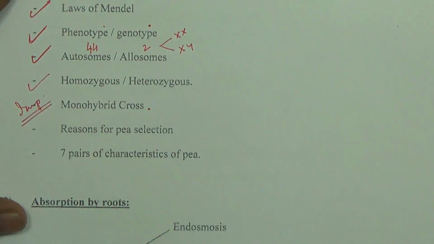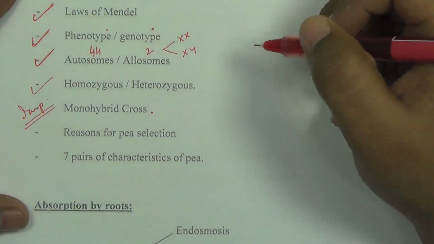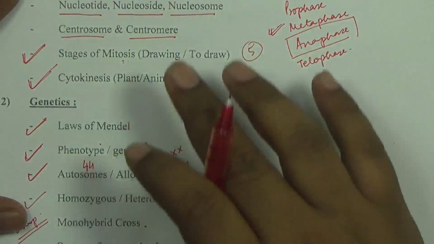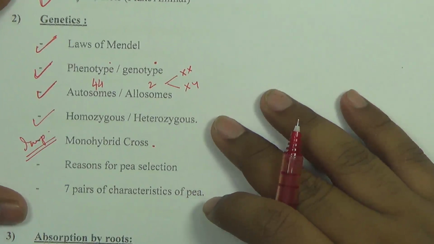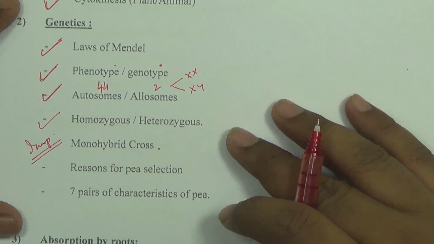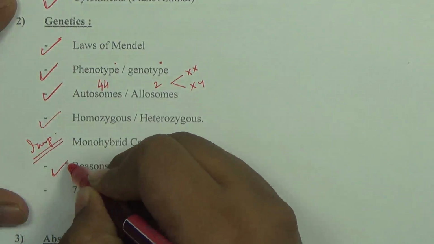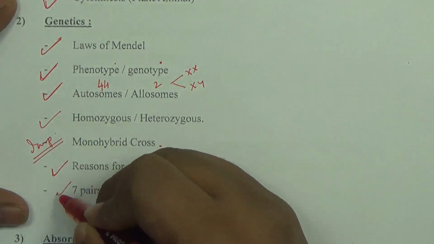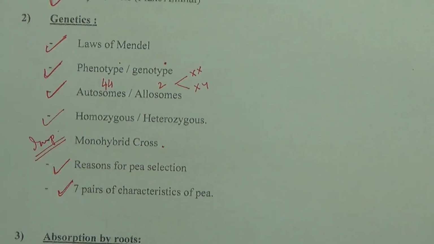Next, I would also tell you to practice those problems on hemophilia and color blindness, which is of course here, but you can also prepare it here as well, and of course sex determination in human beings. Other than that, we have reasons why Mendel chose pea and the 7 pairs of contrasting characters of pea. Right? So this is all for genetics.